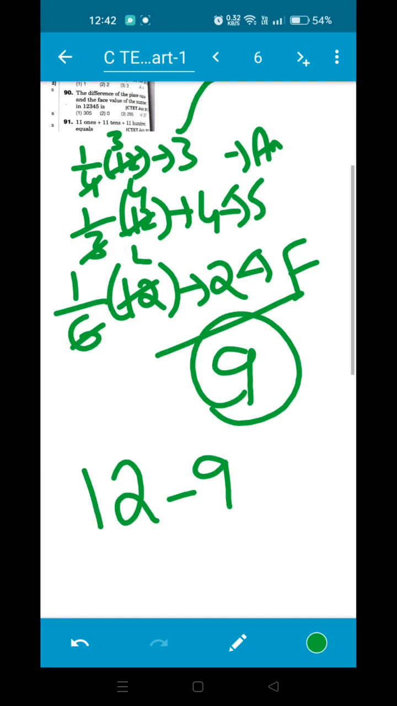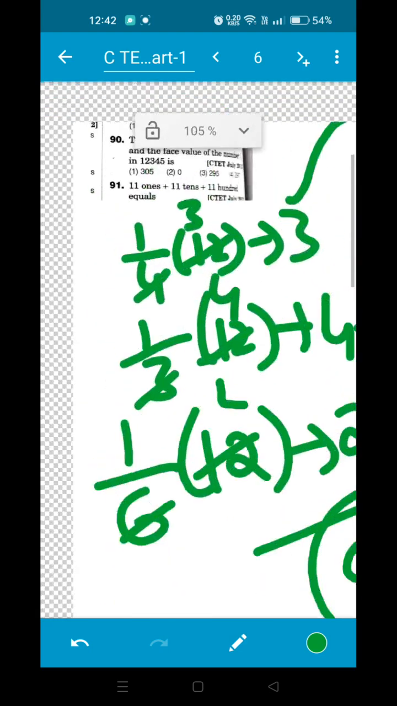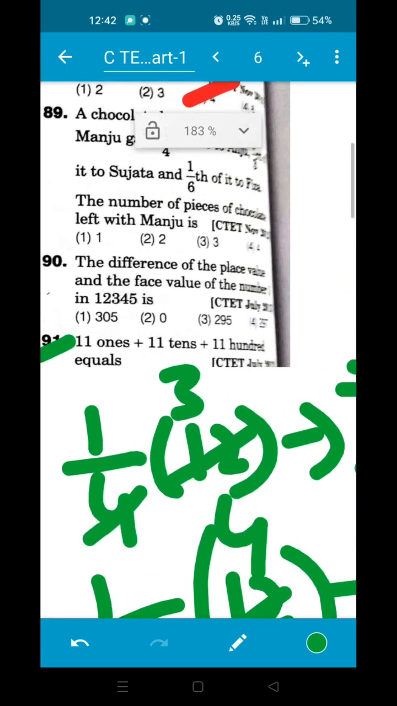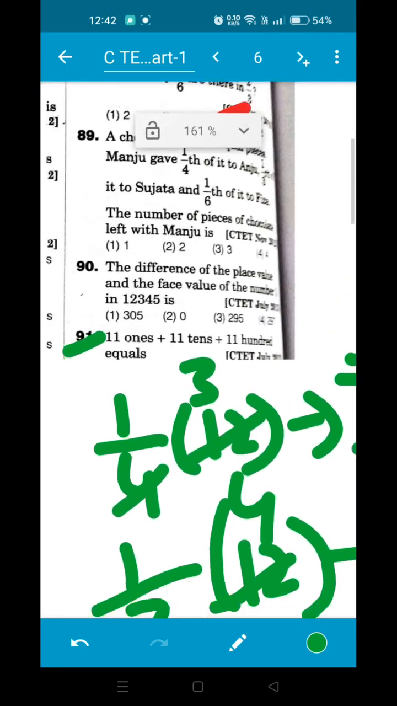Remaining leftover parts means how many? You have to consider the difference. So left with 3. Okay. Next, that is the 90th question. So from 91 onwards we will discuss in the next video. So up to 90 we'll discuss here.